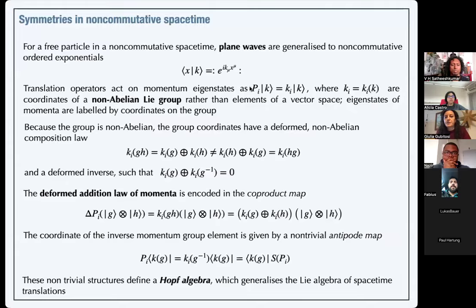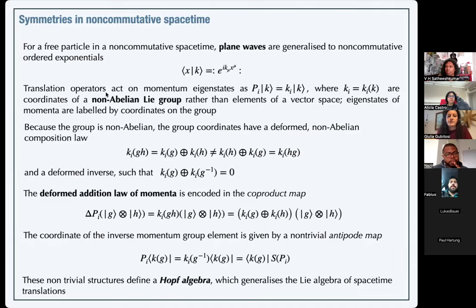Moreover, if you consider the action of the translation generator on the one particle state, now you have that the eigenstate K is not an element of a vector space as it was before, but it is an element of a non-commutative Lie group, a non-abelian Lie group. Again, because it has to be compatible with this non-commutative exponential form of the plane wave. Okay. So instead of having vectors labeling your momentum coordinates, now you have that K is the coordinate on the group of translations. And in turn, well, here the mathematics is very rich. I'm just trying to give you an idea about where it comes from physically, so what interpretation you give to the mathematics.